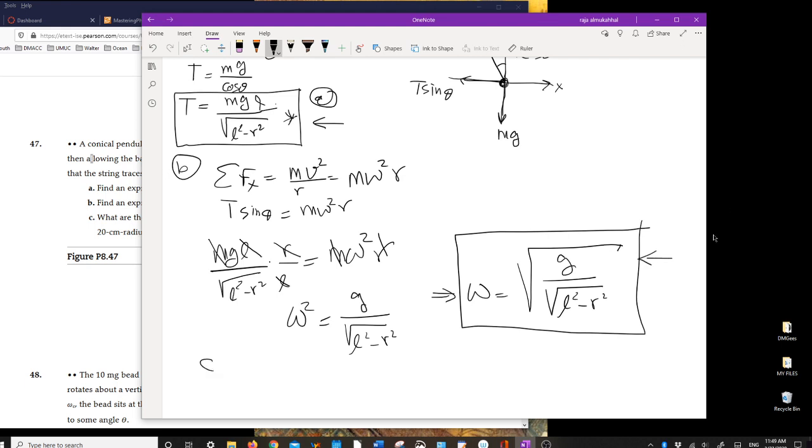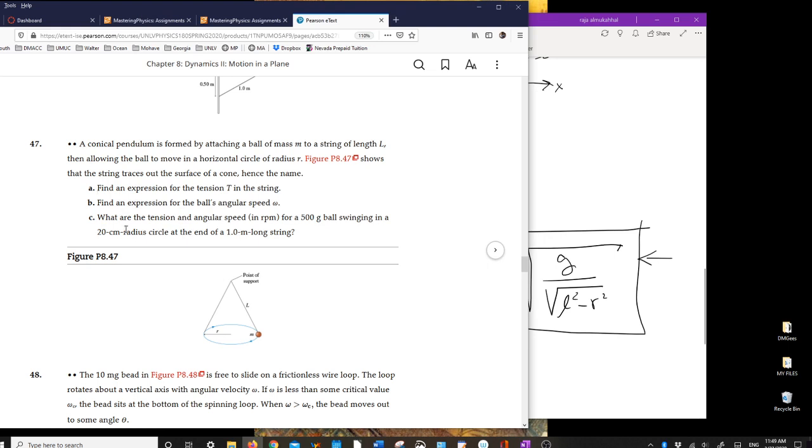And then part C is simple. He basically says, he gives you numbers.